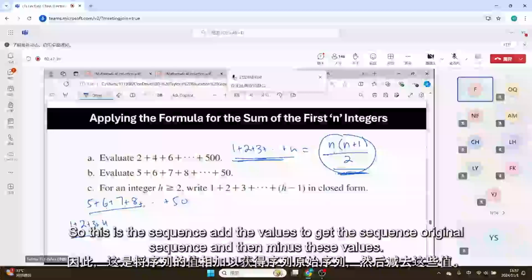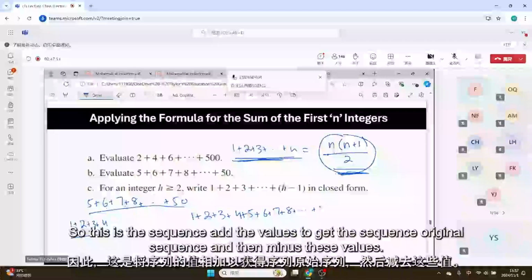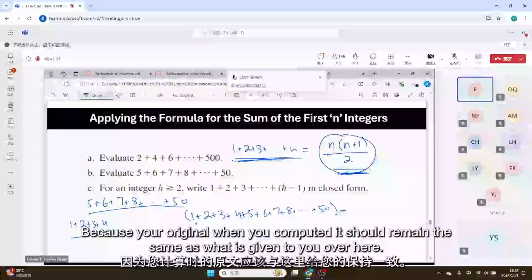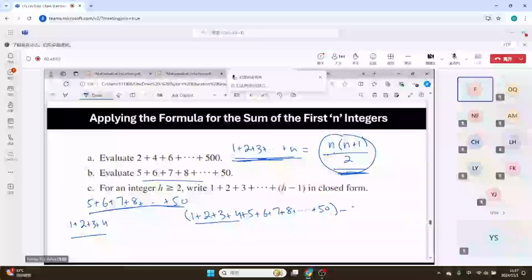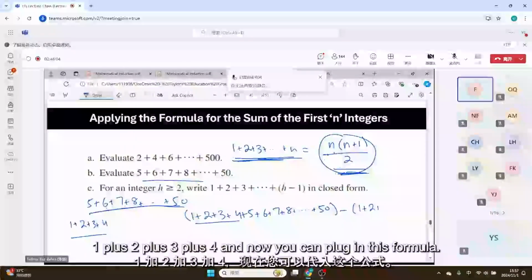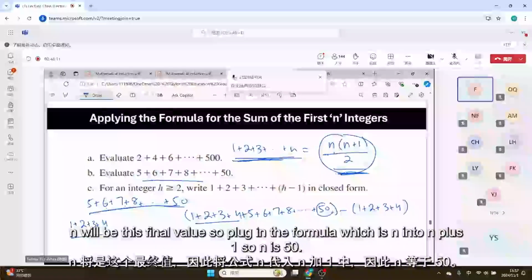So this is the sequence. Add the values to get the original sequence. Okay. And then minus these values, because when you compute it, it should remain the same as what is given to you over here. Okay. 1 plus 2 plus 3 plus 4. And now you can plug in this formula. N will be this final value.